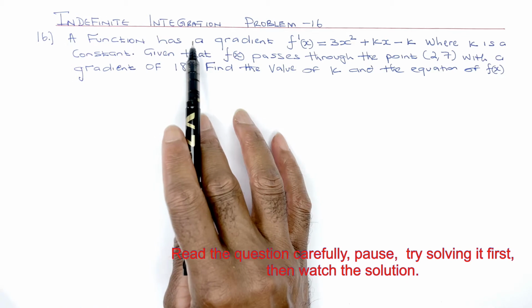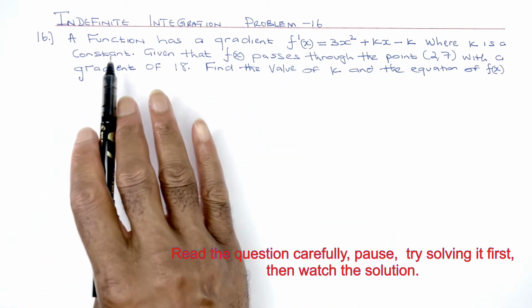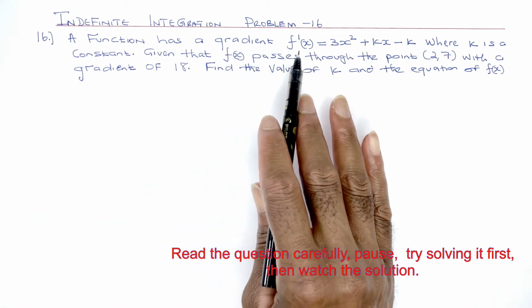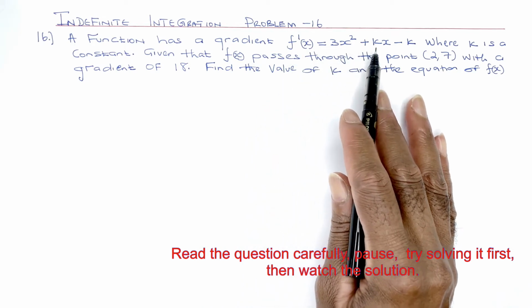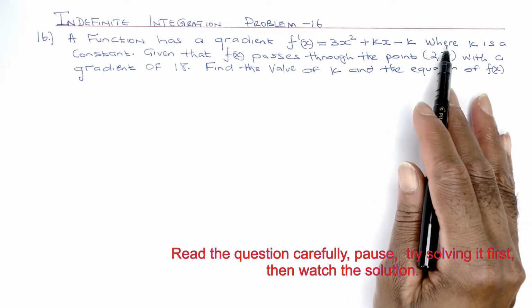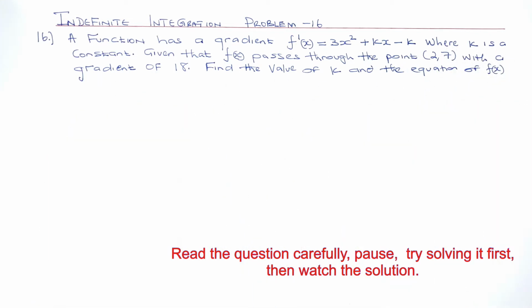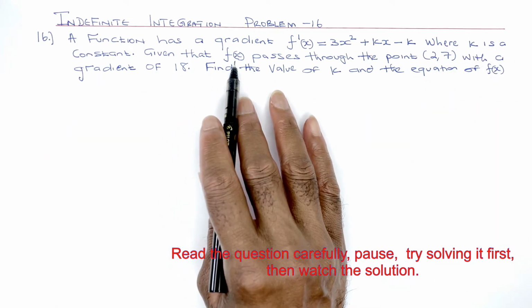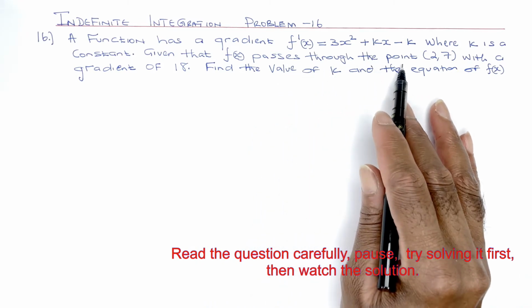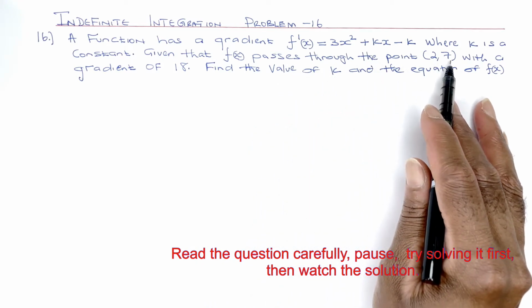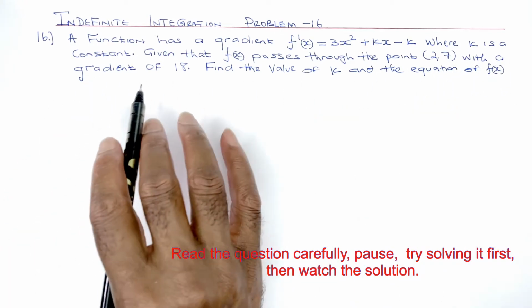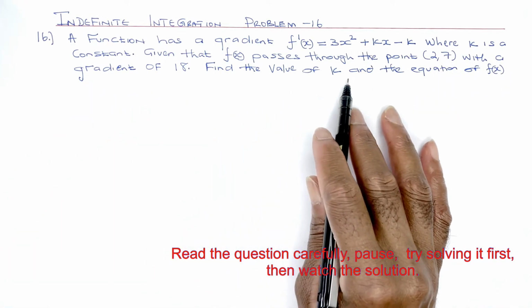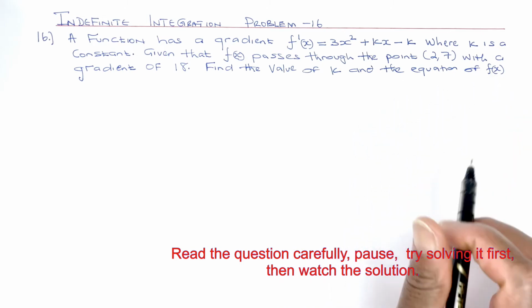Indefinite integration problem 16. A function has a gradient f dash x equals 3x squared plus kx minus k, where k is a constant. Given that f of x passes through the point (2, 7), that's x and y, with a gradient of 18, find the value of k and the equation of f of x.